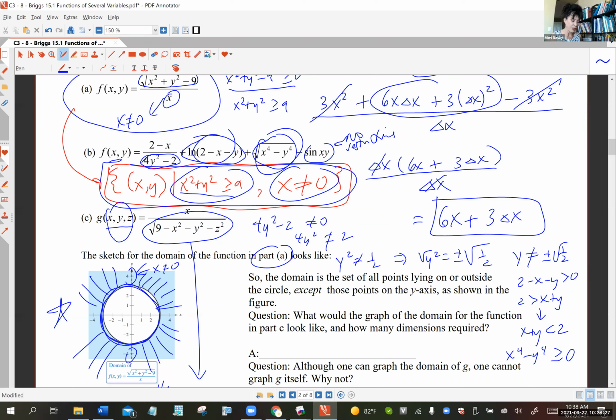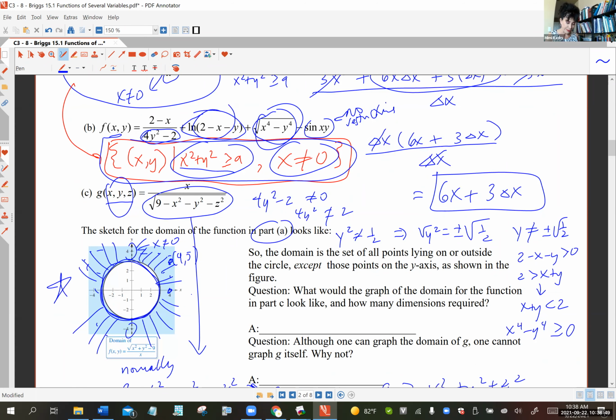So the picture of the domain is kind of cool. It's the blue shading that you see there. Any point that lives out here, you can feed it to your function. Like for example, how about the point 4, 5, way out here? Is that okay to feed the function from letter A? Yep, he can eat that one. He's okay to go.